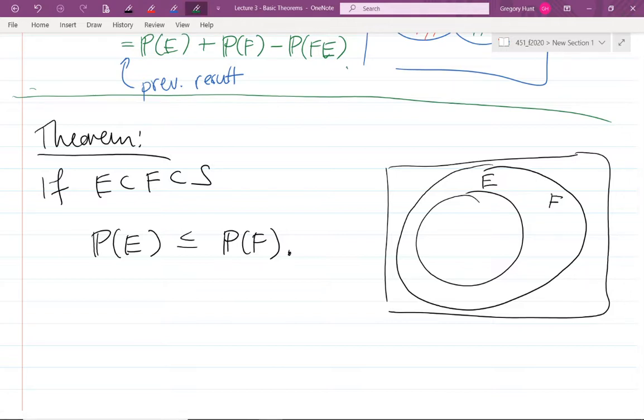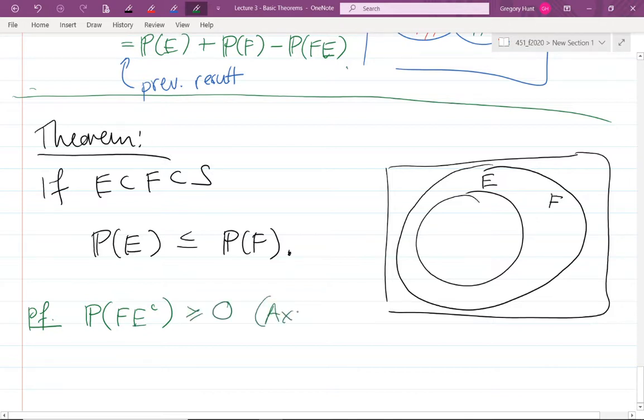And we can prove this using the kind of similar result from two theorems ago. So the proof goes like this. If I look at the probability of FE complement, by axiom 1, that's bigger than or equal to 0. I'm sorry, axiom 1 said that we had this law of non-negativity. So any probability of any event is bigger than or equal to 0. FE complement certainly is one such event, so that is bigger than or equal to 0.